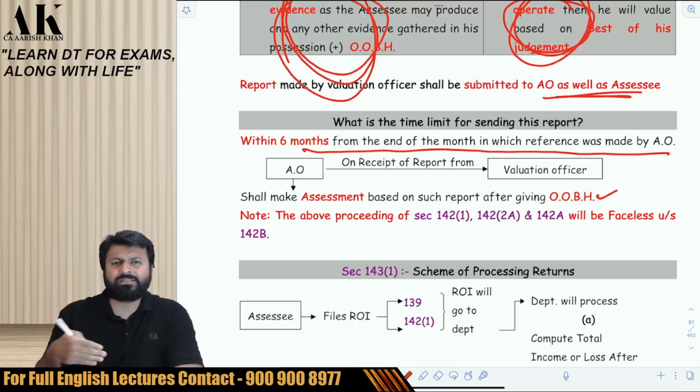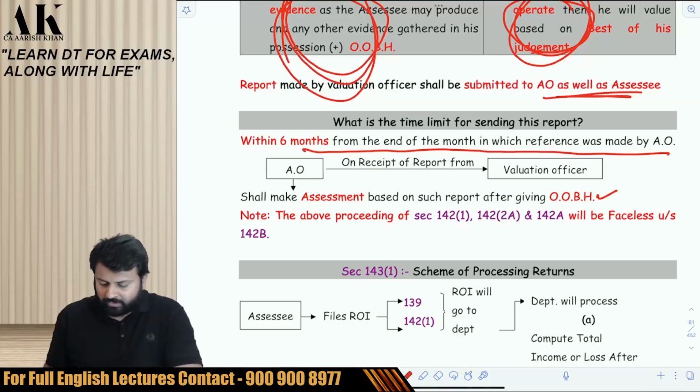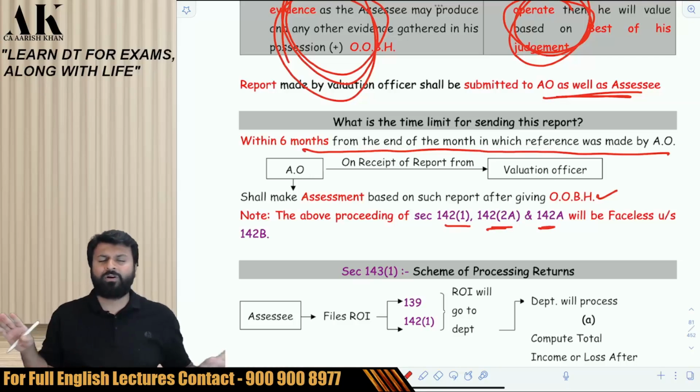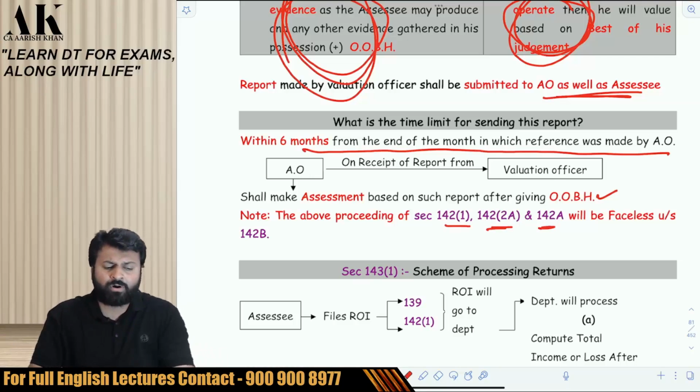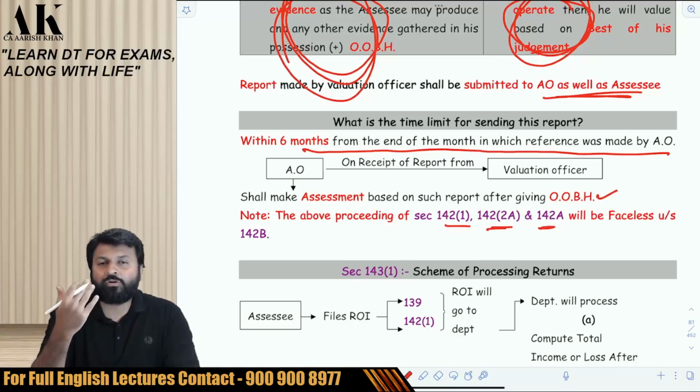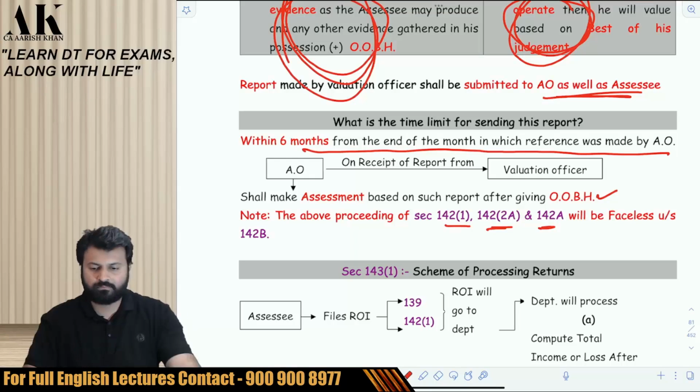Now, all these proceedings which we have learned just now, that is 142(1) notice issue, 142(2A) special audit, and 142A, that is reference to valuation officer, are all going to be faceless proceedings. Government is trying to make maximum proceedings faceless under the income tax law, and government is making these proceedings also faceless.